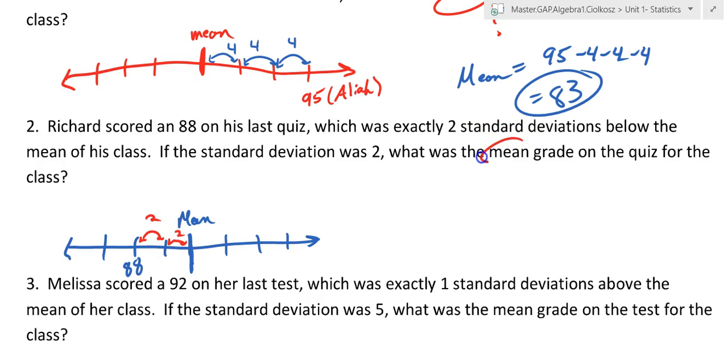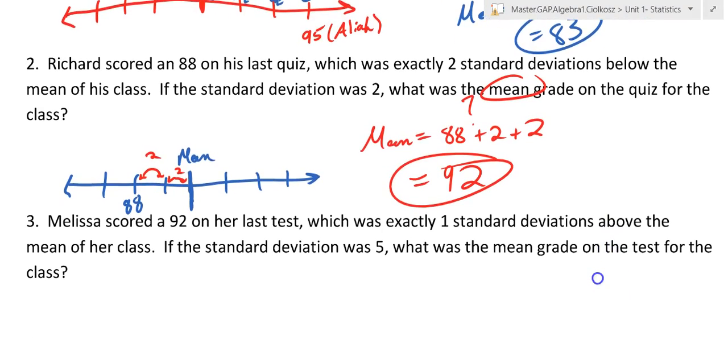And again, we're figuring out what the mean is. So since I'm going to the right, instead of subtracting like up here when we went down or to the left, we're going to add 2 each time. So the mean for this one is 88 plus 2 plus 2. Check in your algebra, you should find 92.